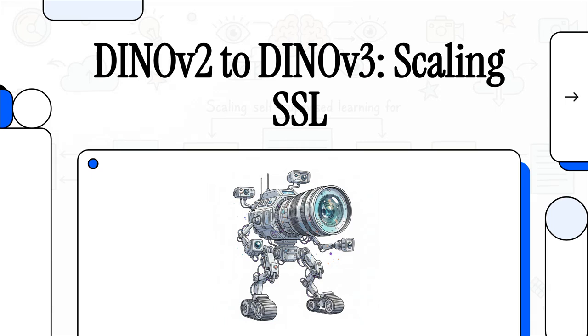Okay, let's dive into this. In today's explainer, we're taking a look at a massive leap forward in computer vision from Meta AI. We're talking about the evolution from DINOv2 to the absolute powerhouse that is DINOv3. We're going to break down exactly how researchers finally cracked the scaling code, solving those critical limitations of older models to build a massive universal feature extractor.